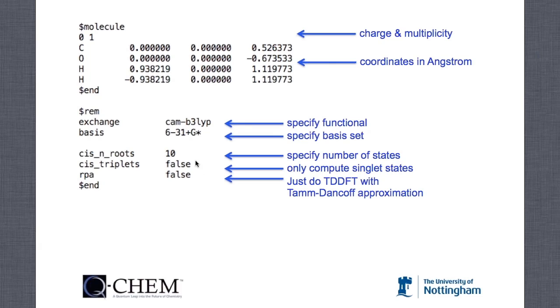And then to do the time-dependent DFT calculation, you have to tell Q-Chem how many roots you want to compute. In this calculation, I'll be computing the lowest 10 roots. By setting CIS triplets to false, we're not going to compute triplet states, just singlet states. And by setting RPA to false, we're going to be doing a time-dependent density functional theory calculation within the Tamm-Dancoff approximation. You can go on to do full time-dependent DFT calculations if you set this to true.